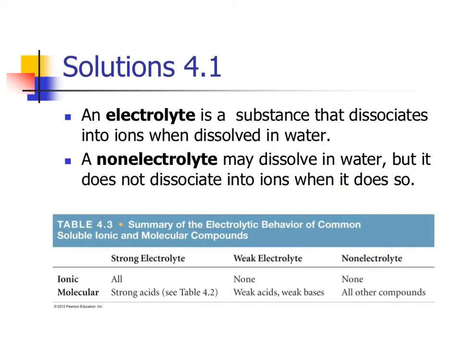When we look at these types of things, there are some terms that we have probably used in our everyday lives, and that is, what is an electrolyte? It is something that has an ionic compound that is dissolved or dissociated in water. A non-electrolyte is something that may dissolve, but it does not dissociate in water.